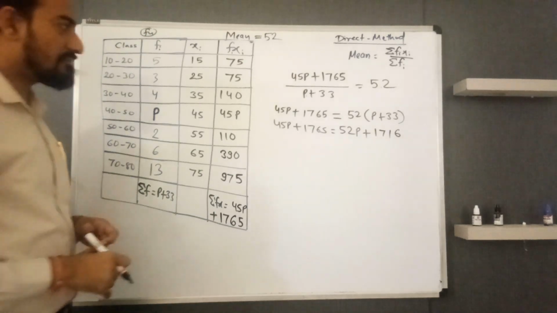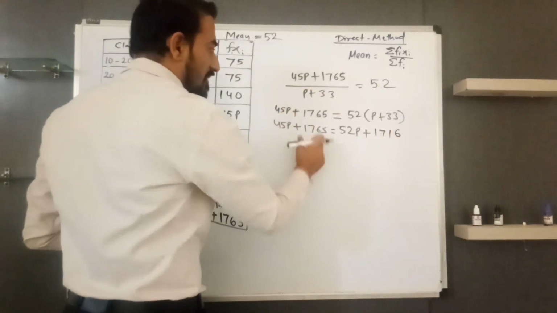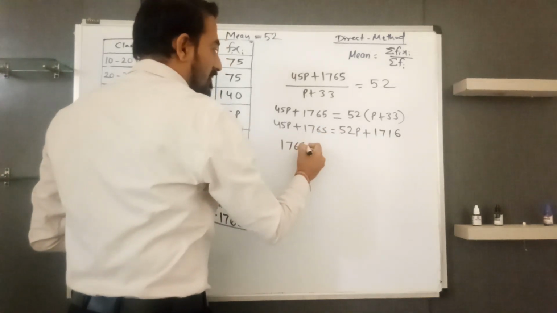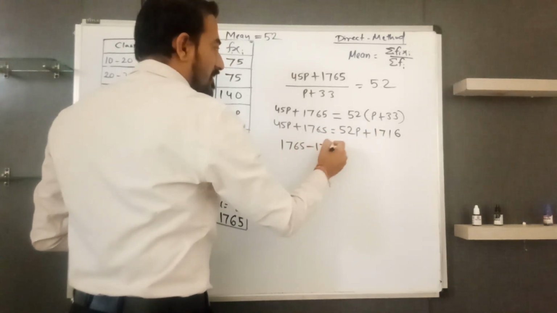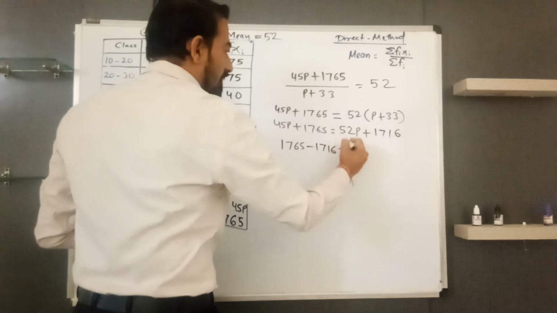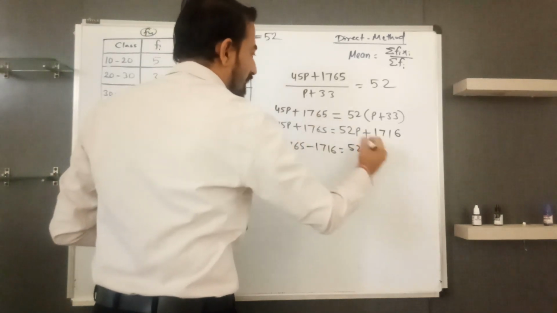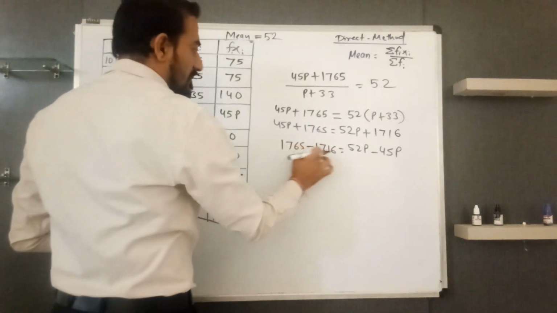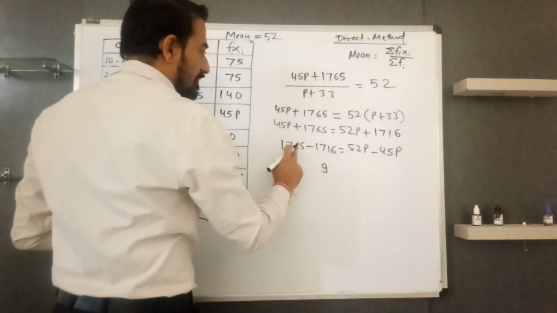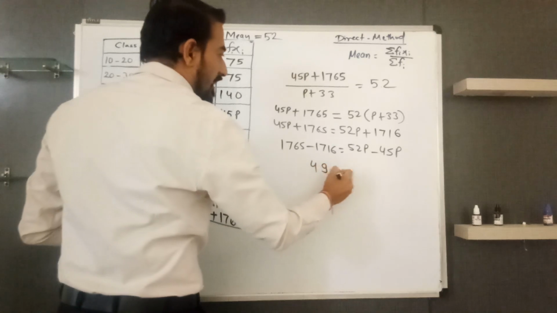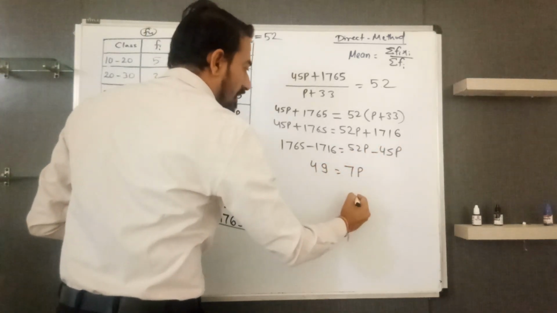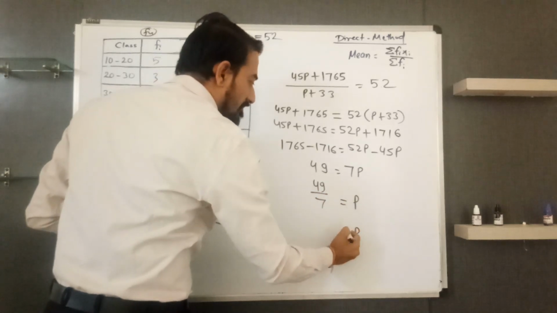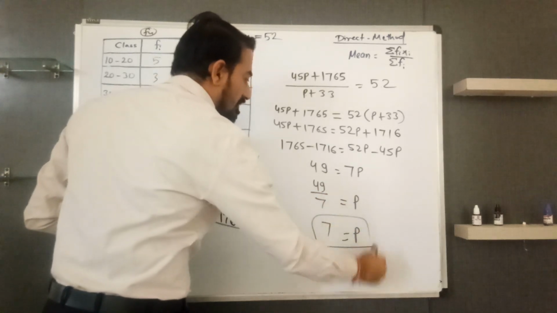The next step, change the side. So 1765 larger minus 1716 is equal to 52 times of P minus 45 times of P. Now their difference, so 9 and 4, and here 7 times of P. So P is equal to 49 by 7. Then P is equal to 7.